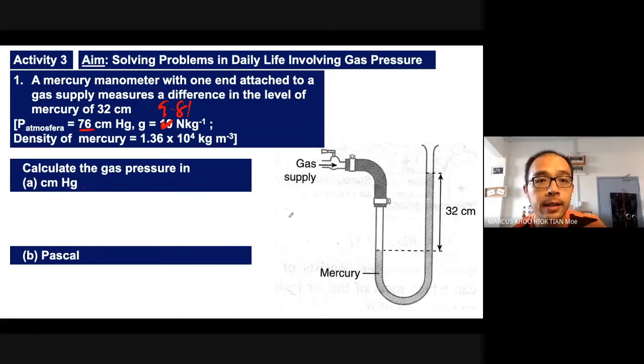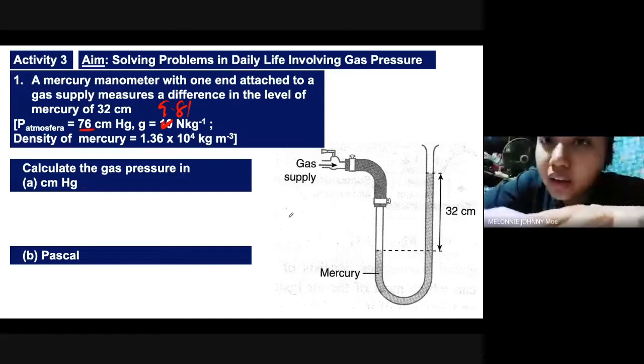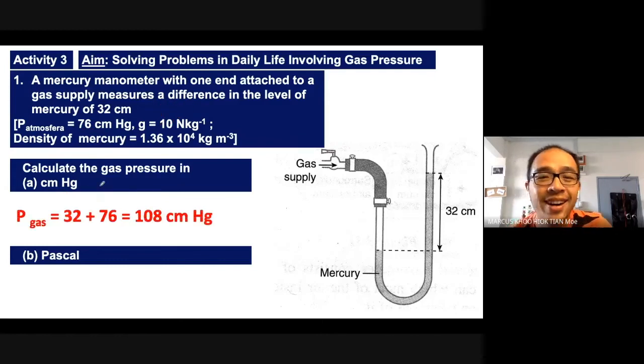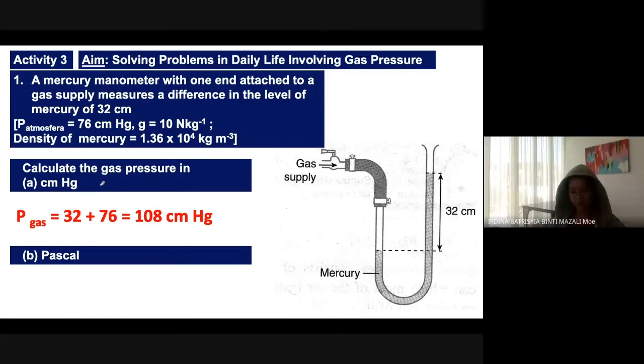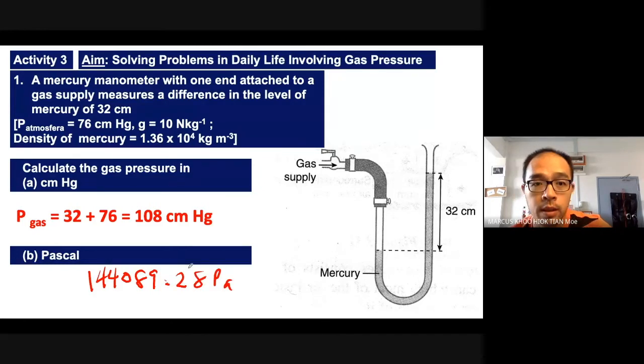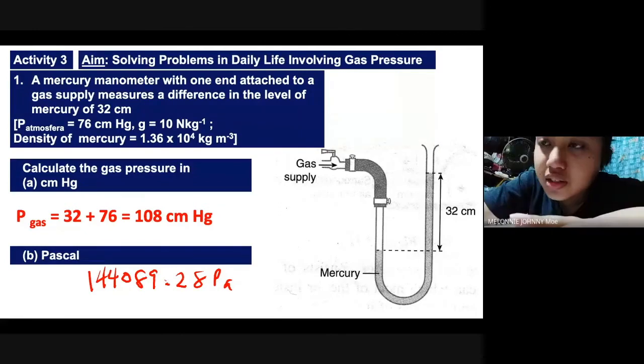Somebody can give me the gas pressure in centimeter mercury, please. 108. Okay, 108 centimeter mercury. How about in Pascal? 144089.28. 144089.28 Pascal. Is everybody okay with this? Yes, sir. Okay.